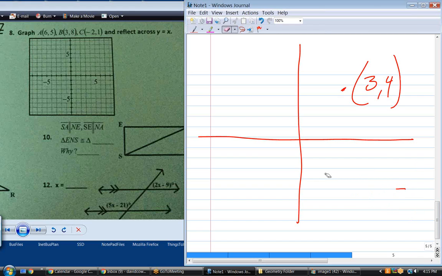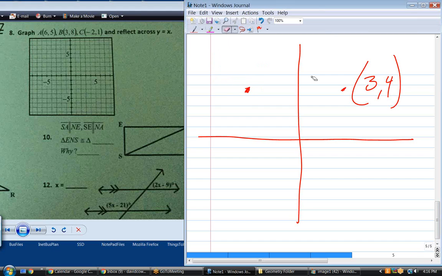Now, let's flip over the y-axis. Again, the numbers aren't going to change, only the signs. What's the x going to be? Positive or negative? Reflecting across the y-axis, 3 would become negative. So y, positive or negative? It stays positive. So it's pretty easy to reflect points over the x-axis or the y-axis.